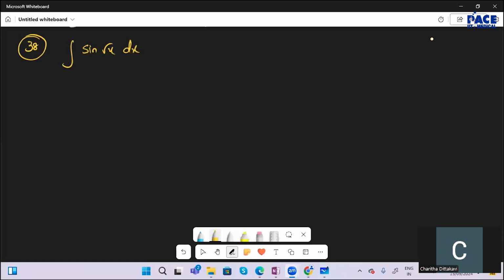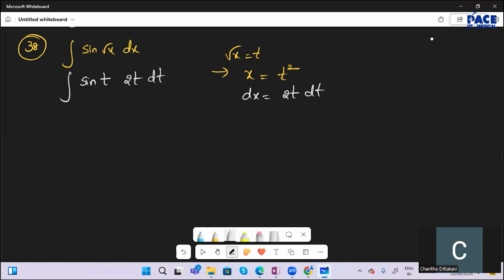Right, now observe this question, integral of sin root x dx. So whichever is the irritating factor for us, root x, isn't it? So root x equal to t, better go with x equal to t square. Okay, so when x equal to t square, obviously dx equal to 2t dt, right? So now just to replace, sin root x is nothing but sin t, dx is nothing but 2t dt, right?